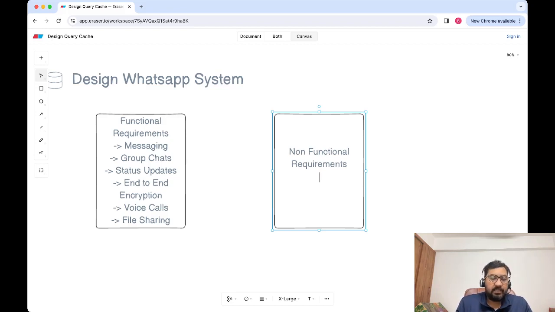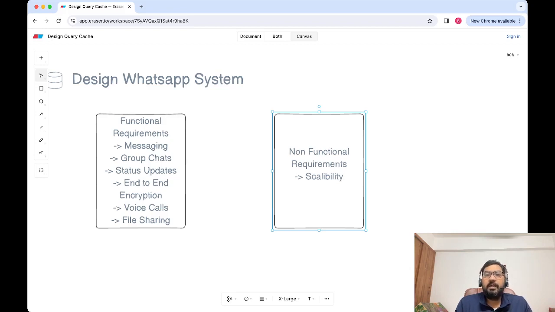The first is the scalability part. Scalability talks about handling an ever-growing user base with smooth performance. It should not happen that whatever the performance is with 100 users, that should break or change.